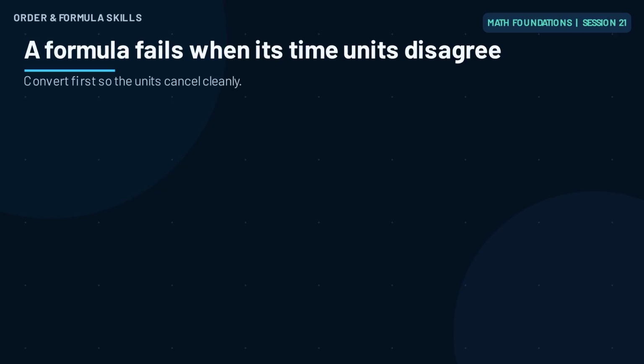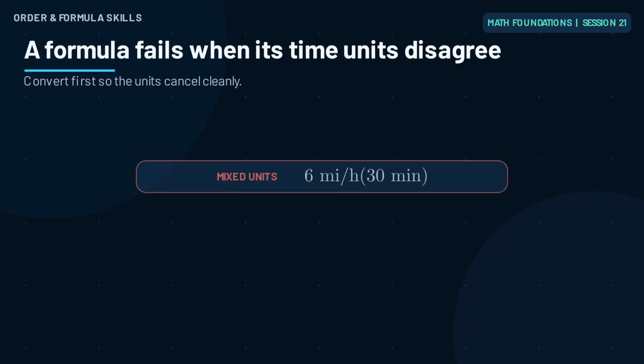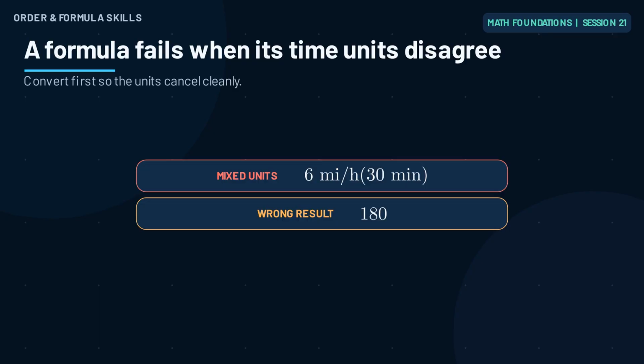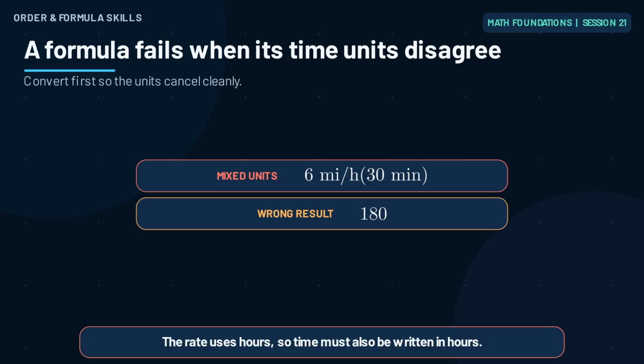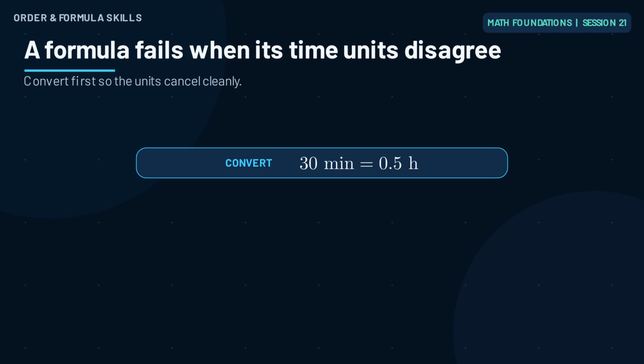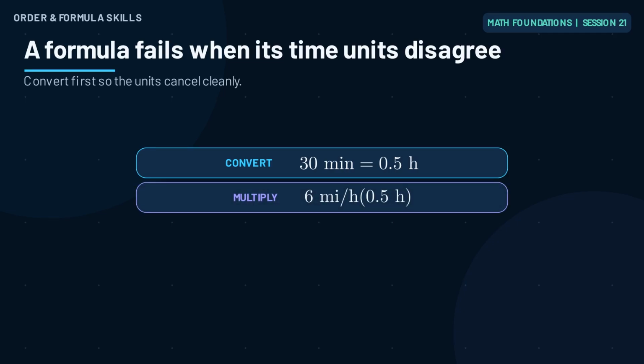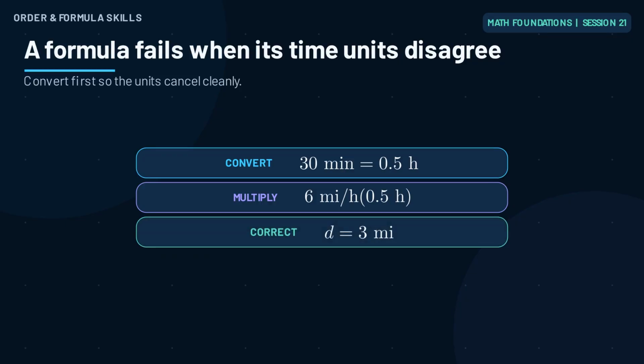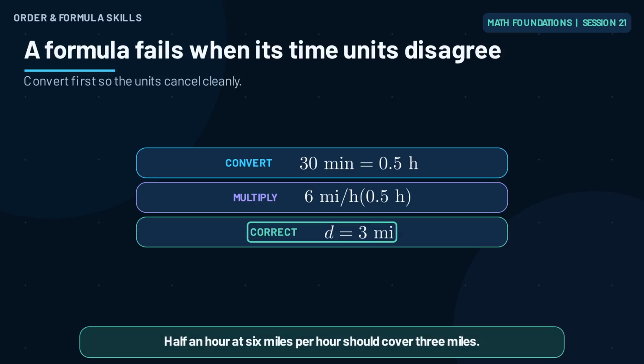A correct formula can still fail when the time units do not match. A runner moves at 6 miles per hour for 30 minutes. Multiplying 6 by 30 gives 180, but hours and minutes were mixed. The rate uses hours, so the travel time must also be written in hours. Convert 30 minutes to 0.5 hour. Multiply 6 miles per hour by 0.5 hour. The hours cancel and the distance is 3 miles. 3 miles is reasonable for half an hour at 6 miles per hour. The repaired units cancel cleanly and the magnitude fits the situation. Never substitute incompatible units into the same formula.